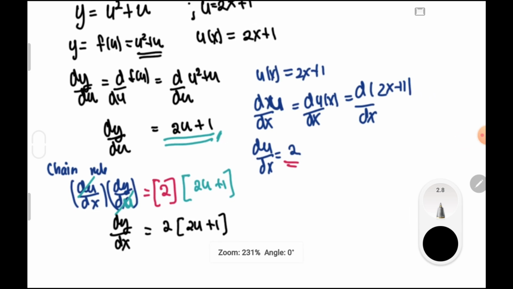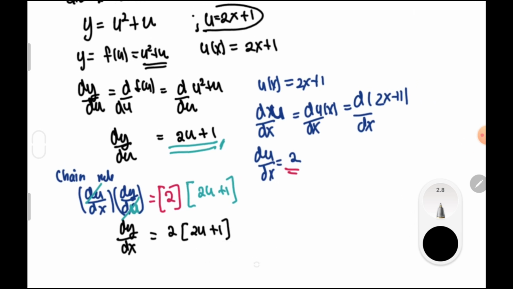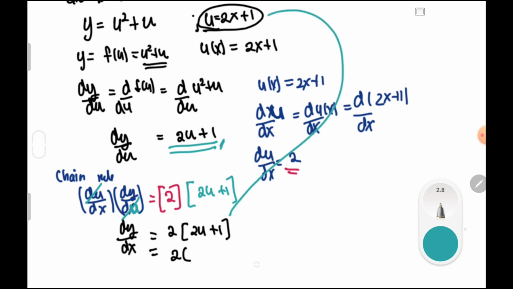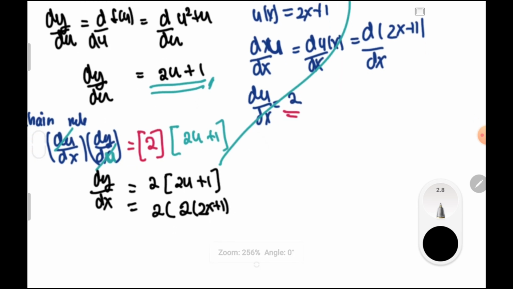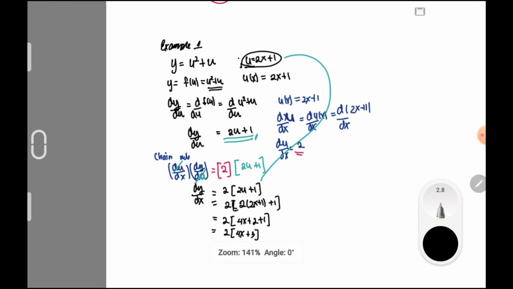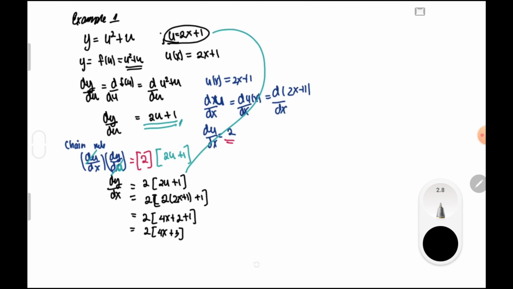But take note that our u is equal to 2x plus 1. So therefore, substituting the value of our u, we have 2 multiplied by 2x plus 1, plus 1. So therefore we'll have 2 multiplied by 4x plus 2 plus 1, which is 2 multiplied by 4x plus 3. So this is the demonstration of our chain rule.